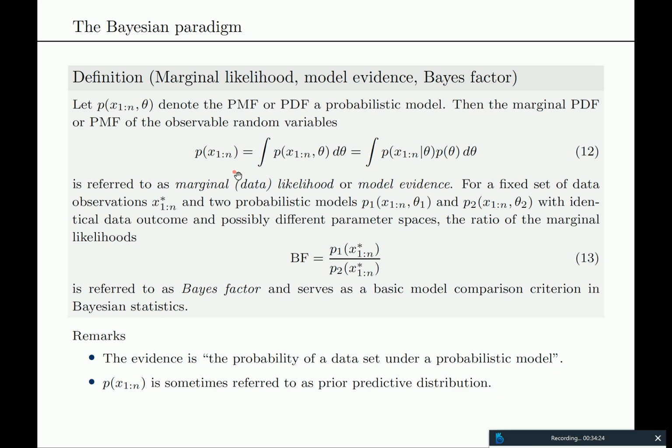These marginal likelihoods: if you have two models, so two probabilistic models, which are called P1 and P2 here, which have the same data outcome space, so they generate qualitatively the same data, but they might have different parameter spaces. So this is why I have a theta1 here and a theta2. And you look at, for one data set, the marginal probability of the data under one model versus the marginal probability of the data under another model, and you contrast this. This ratio is known as the Bayes factor.